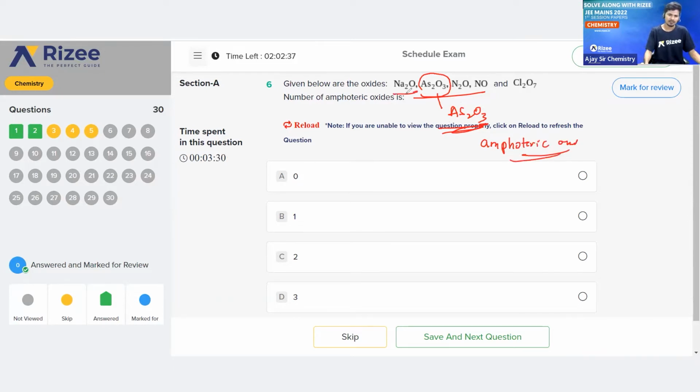See here, NaOH, which type of oxide is it? It is a basic oxide. And NO2, so NO2 is what? NO2 and NO, both are neutral oxides. Am I right?